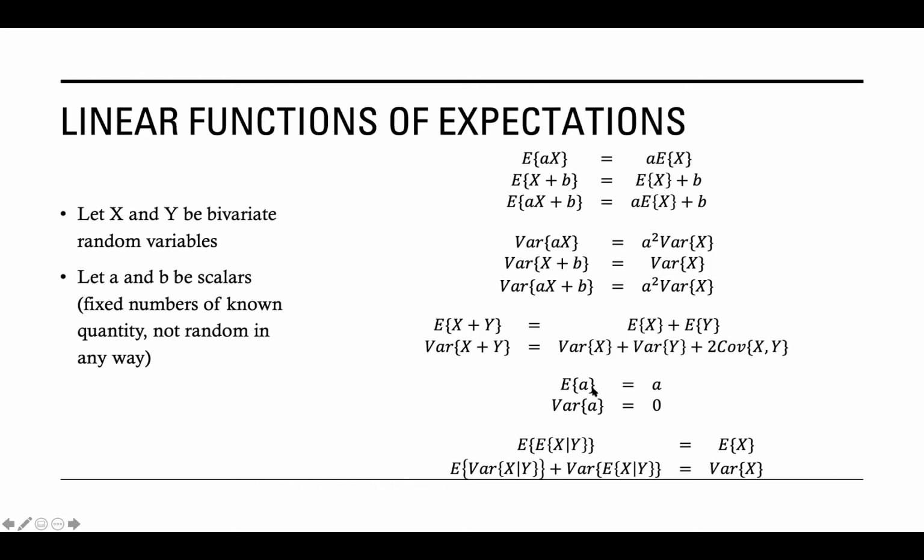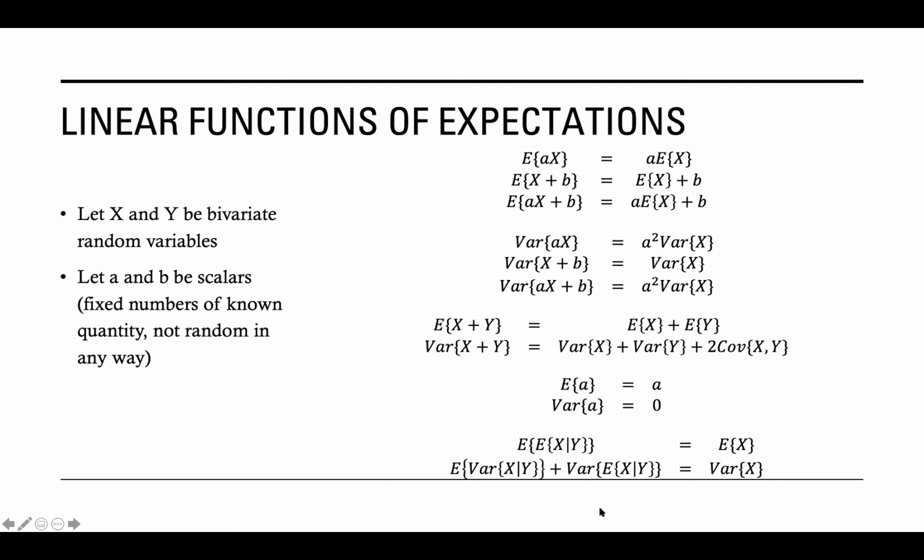Y. If you tried to take the expectation of something that wasn't a random variable, it's just the number a, it's always a. Its expectation is a. The variance of the number a is 0. There is no variability around a number that is a. If a is just a number, it is on average itself, but it has no variability.